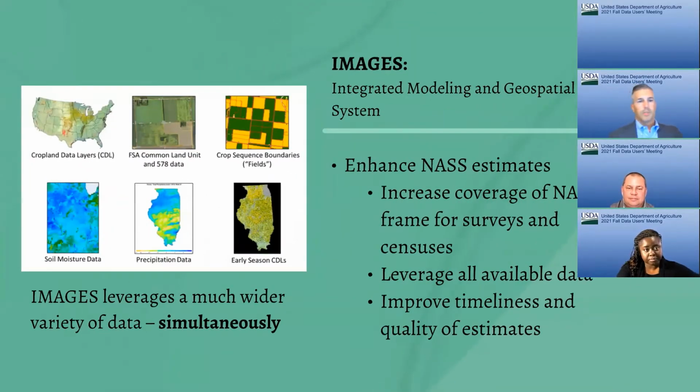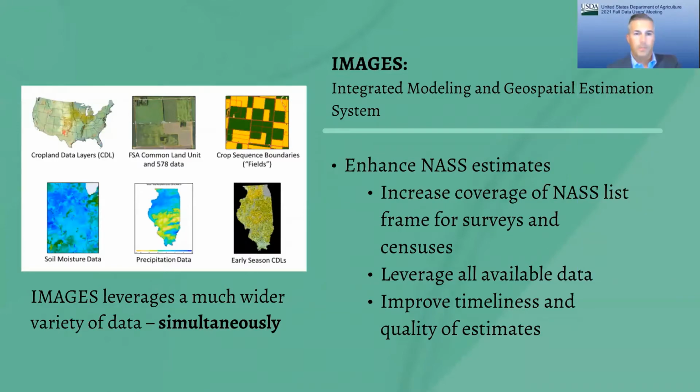We have also been expanding our geospatial program known as IMAGES. IMAGES stands for Integrated Modeling and Geospatial Estimation System. This project leverages a much wider variety of data simultaneously. It enhances NASS's estimates by increasing coverage of the NASS sampling frame. It leverages all available data and improves the timeliness and quality of our estimates.